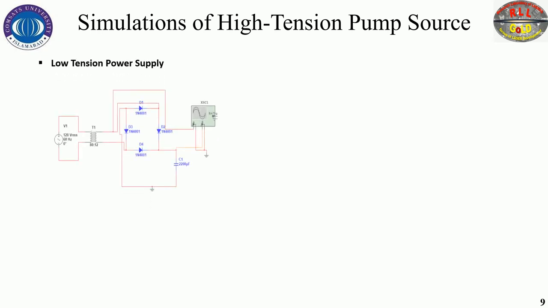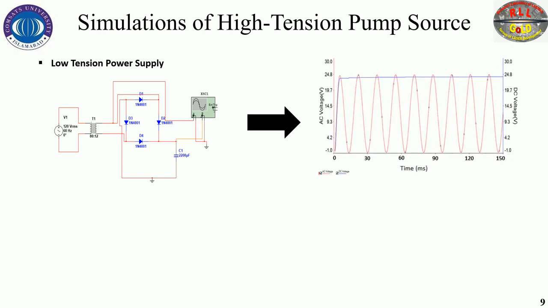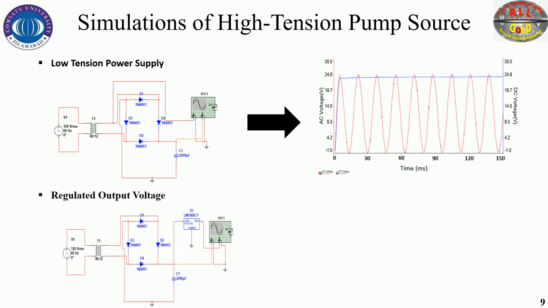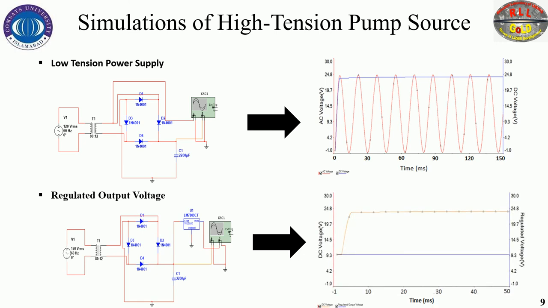Simulation of high tension pump source. First we simulated the low tension power supply. This is the circuit for simulation, and this is the output result. The red one is showing the AC output after the step down transformer, and the blue one is the smooth DC output after the bridge rectifier. Then the regulated output voltage. This is the simulation result. The orange one is showing the voltage at the input of the voltage regulator, and the blue one is the output voltage of this regulator.